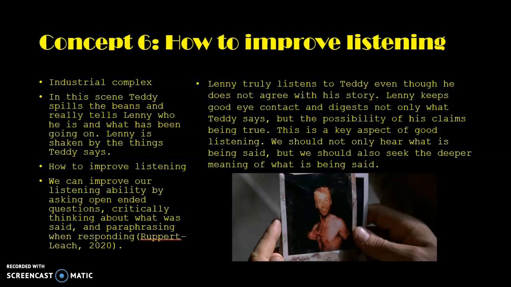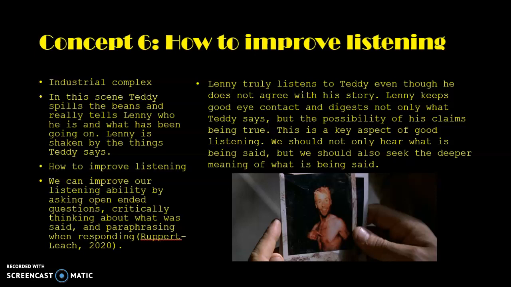In this scene, Teddy and Lenny are having a heart to heart, and Teddy just goes ahead and spills the beans. All knowledge is revealed. All the puzzle pieces are tossed on the table, if you will. Whenever Lenny is listening to Teddy, he's got really good eye contact. He's also asking open-ended questions, and those are all key things in how we can improve our listening. That's how we can listen better to people.